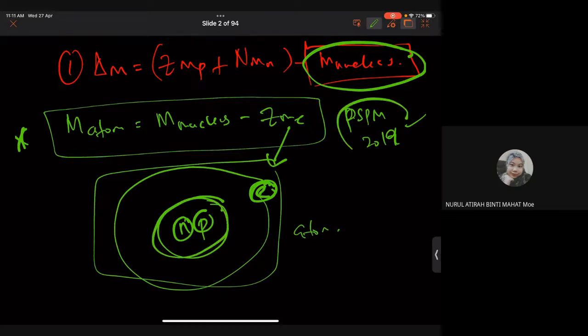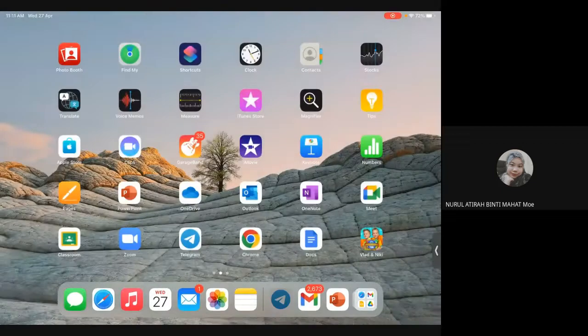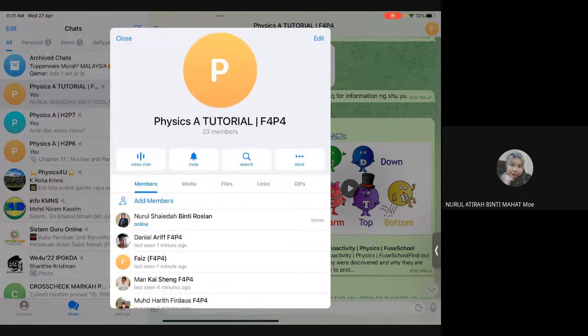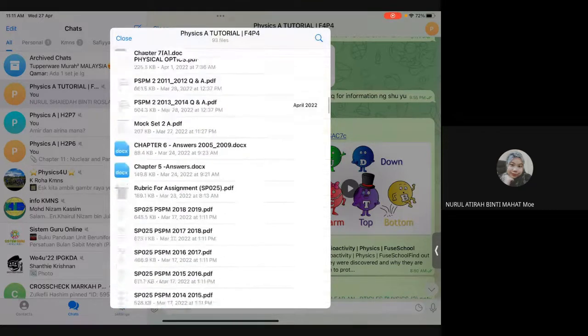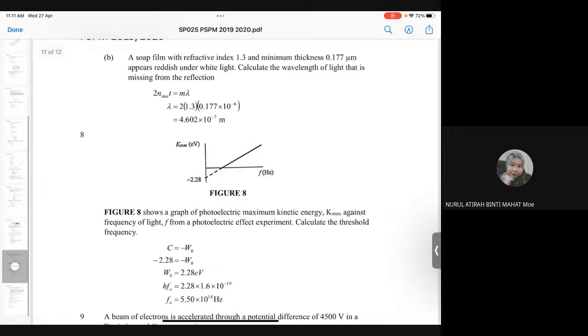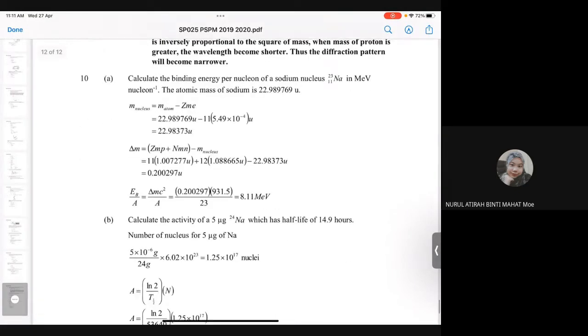So boleh tengok dekat PSPM 2019. Dia ada bagi, dekat sini saya pun ada bagi. Saya rasa saya pernah buat dah kot. Just nak remind balik awak, ingat balik. Semua dah, jawapan semua ada. Kenapa awak tak nak buat?